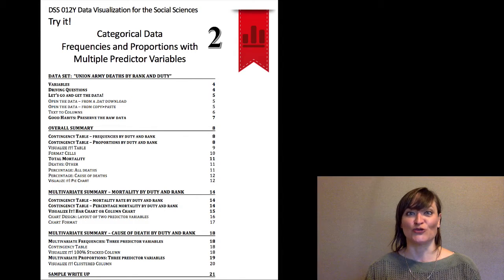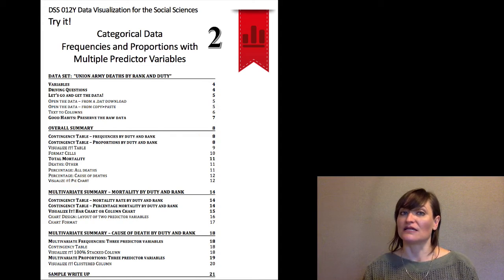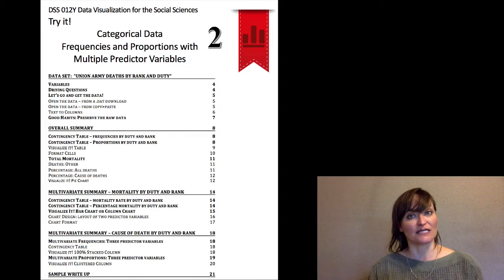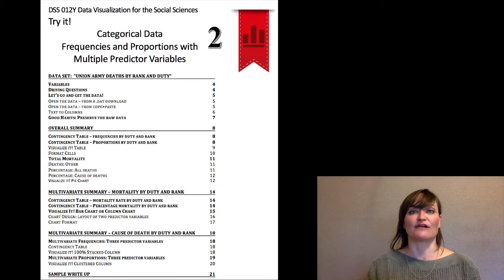Welcome to Try It 2. Categorical data, frequency and proportion with multiple predictor variables. We're going to build on a lot of the same skills that we were practicing in Try It 1 because we're still focusing on categorical data, but we're complicating it by adding additional predictor variables.